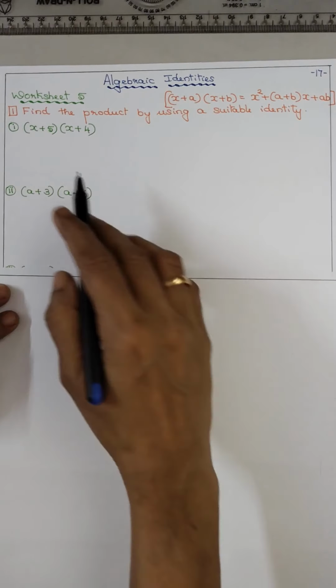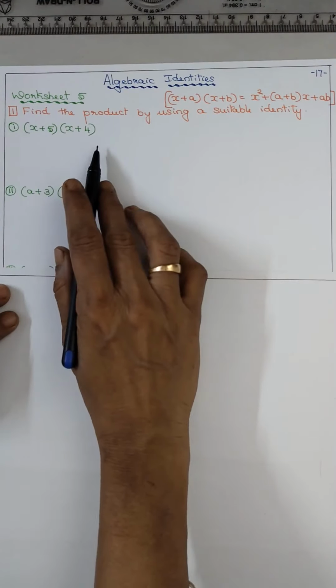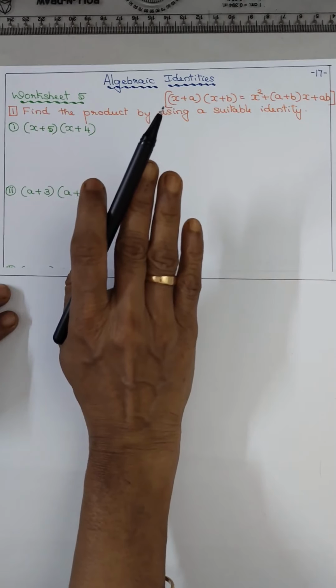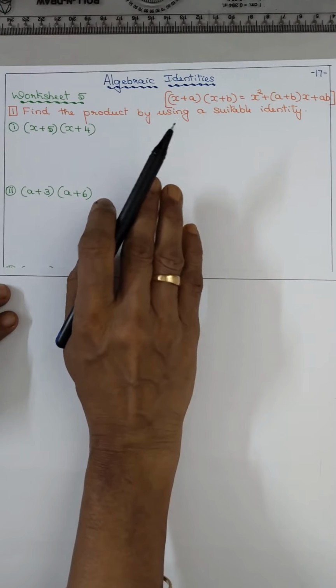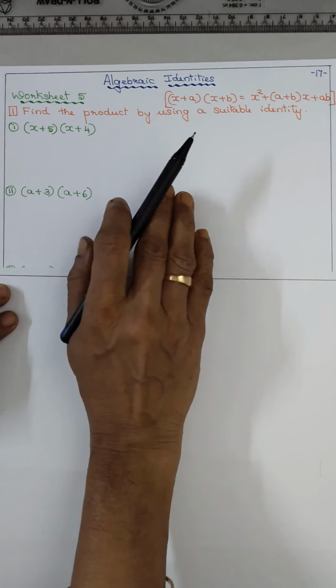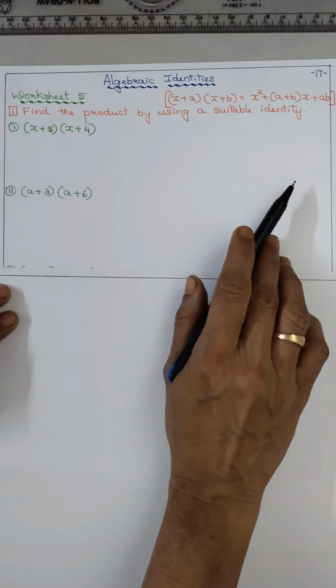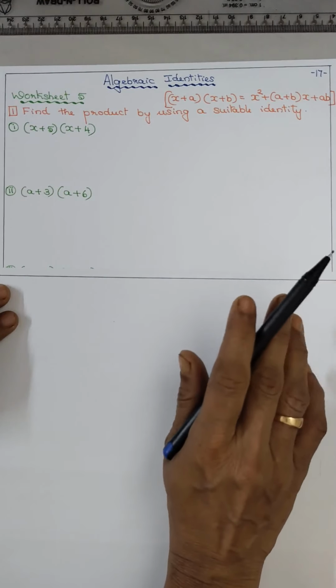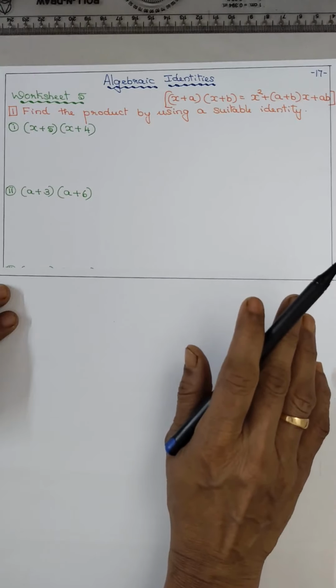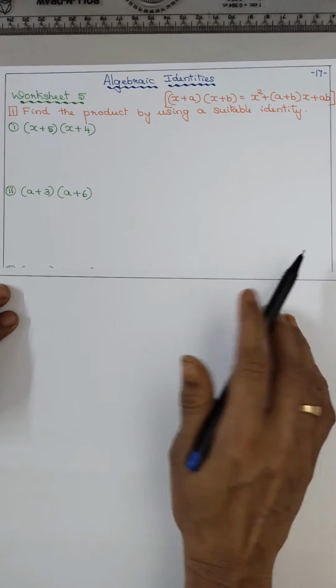So here (x + 5)(x + 4). How to identify the fifth identity? In both the expressions, the first term is same, the second terms are different. Then it is the fifth identity. First you have to find out which identity it is. They won't give the identity, they won't write this. So you will be using the suitable identity. For that, first you have to identify which identity it will be.